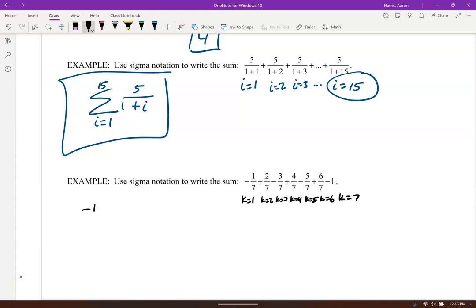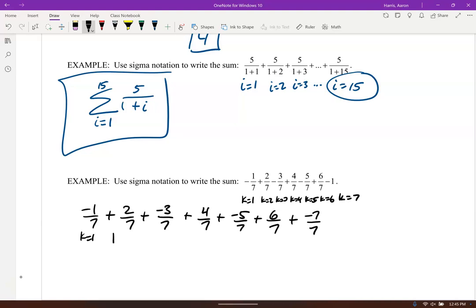So I have -1 7th plus 2 7th. Let me write it this way. Plus a -3 7th plus a 4 7th plus a -5 7th plus a 6 7th plus a -7 7ths. Again, k is 1, k is 2, k is 3, and so on up to k being 7. Now, how would I address the alternating portion?